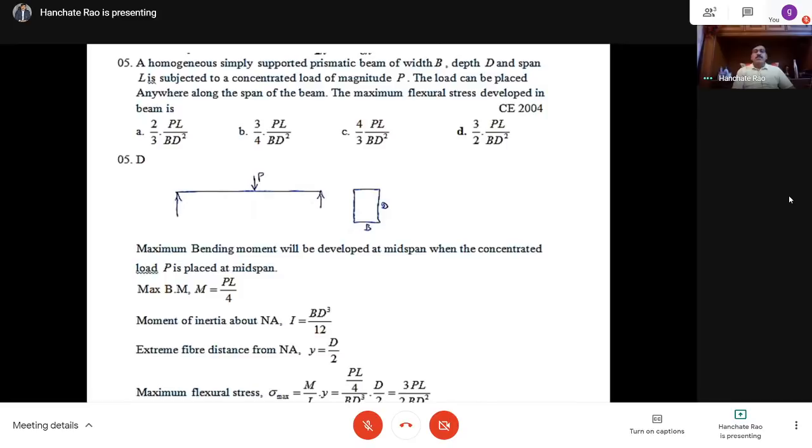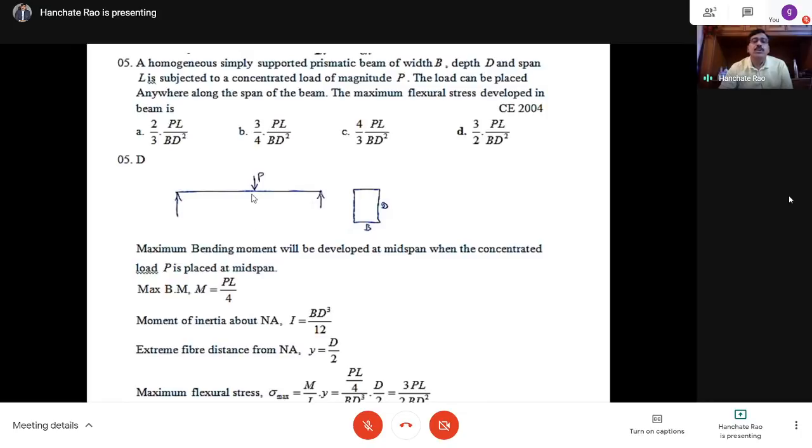First of all, we have to find out what is the position of the load P which will give the maximum flexural stress. You know, the flexural stress depends directly on the bending moment. So wherever the bending moment becomes maximum along the length, the flexural stress will become maximum. First we have to find at which point, if you place the load, the bending moment will become maximum. For a concentrated load, if you place the load at the midpoint, we get the maximum bending moment. So we keep the load P at the midpoint.